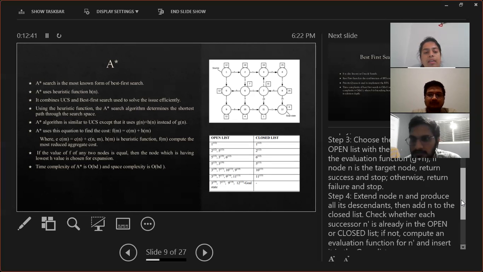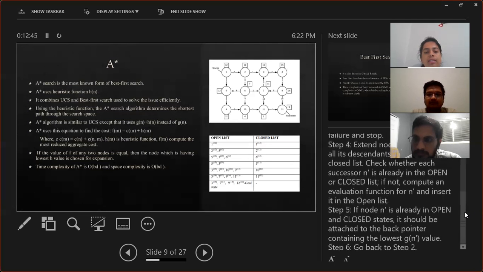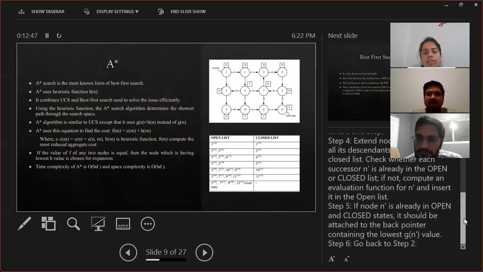And then extend node n and produce all its descendants, then add n to the closed list. First, we need to check whether each successor is already in the open and closed list or not. If not, compute an evaluation function for n and insert it into the open list. If the node n is already in the open and closed list, it should be attached to the back pointer containing the lowest g(n) value.